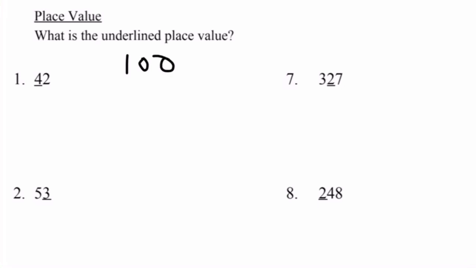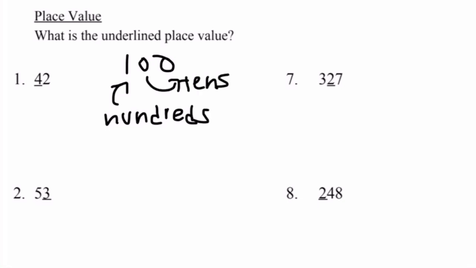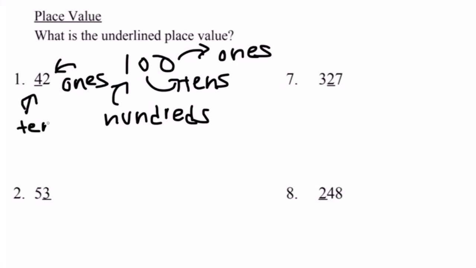This would be our example, we have our hundreds place, our tens place, and last but not least, we have our ones place. Let's get started with number 1. It gives us the number 42 but underlines the 4. We know that this is our ones, and 4 should be our tens. Therefore, the underlying place value is tens.